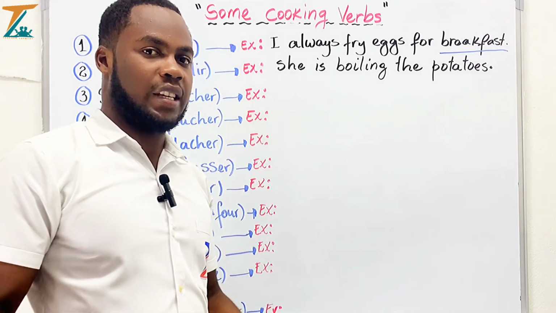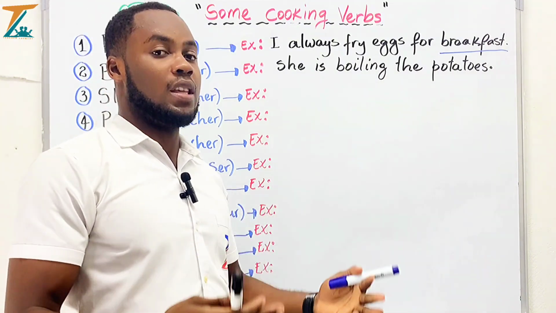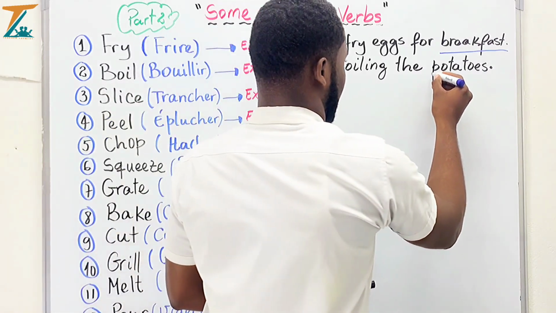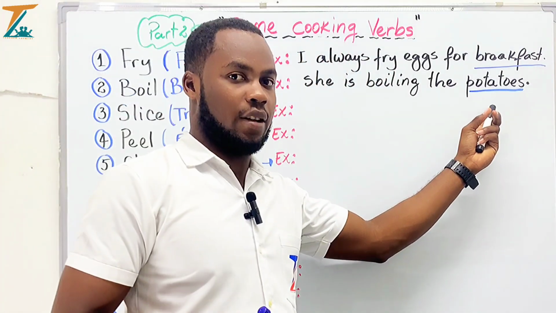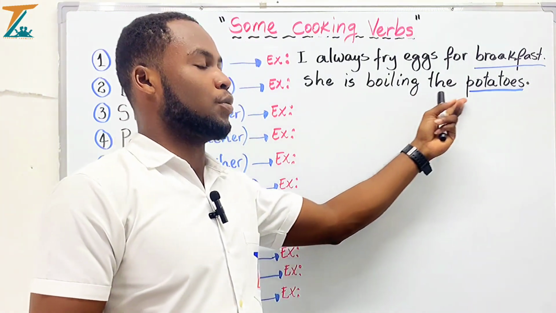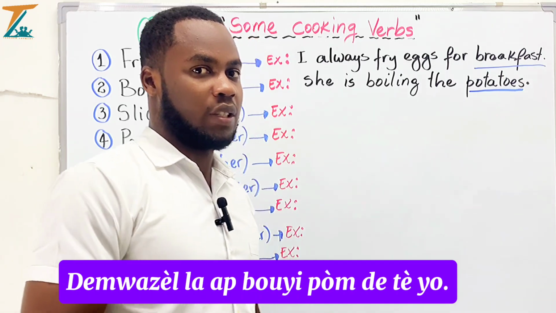She's boiling the potatoes means manger demoiselle là la bouillie pomme de terre yo. Comment on dit pomme de terre en anglais? We say potatoes. Can you repeat that? Potatoes. Okay, potatoes means pomme de terre. She is boiling the potatoes. La bouillie pomme de terre. Okay, so let's move to the next verb.